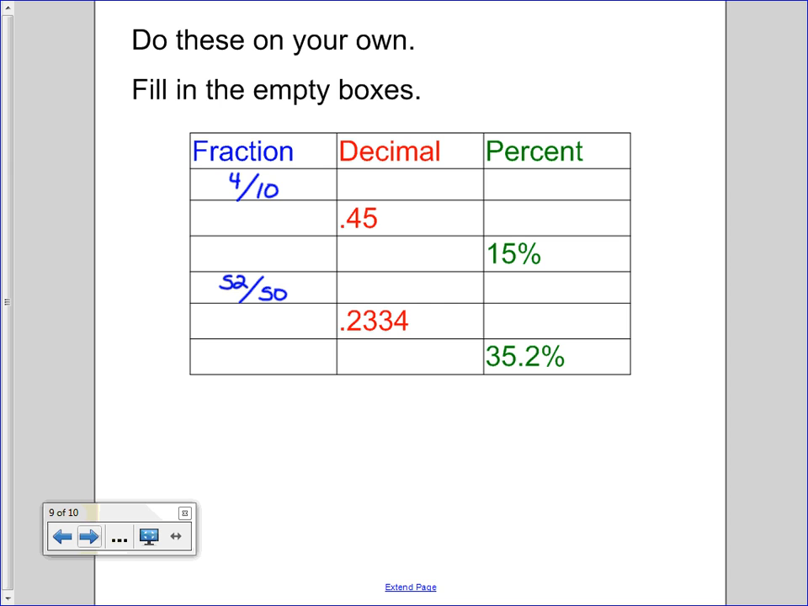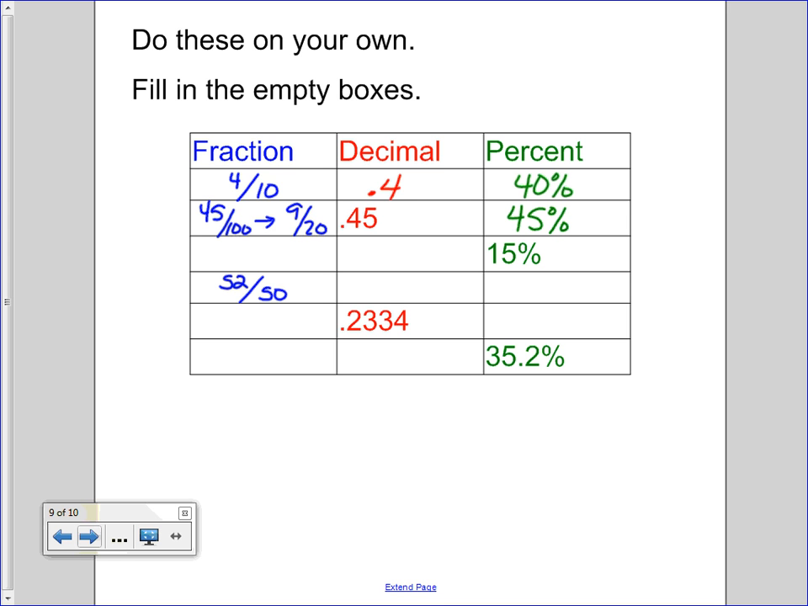Okay, let's go over the answers for our table here. We'll start with 4 tenths. As a decimal, it would be 0.4. As a percent, it would be 40%. Going to 45 hundredths. As a fraction, it would be 45 hundredths simplified down to 9 twentieths. We already have the decimal, so as a percent, it would be 45%.